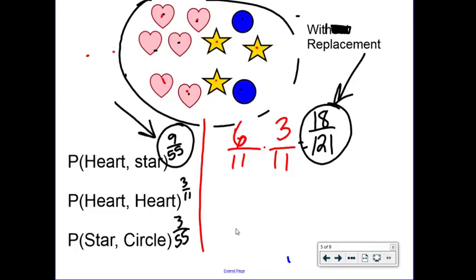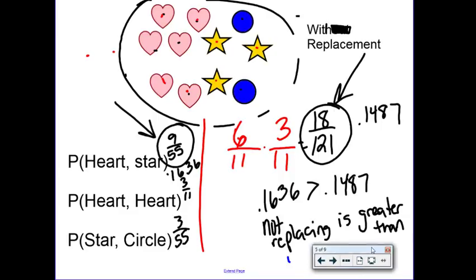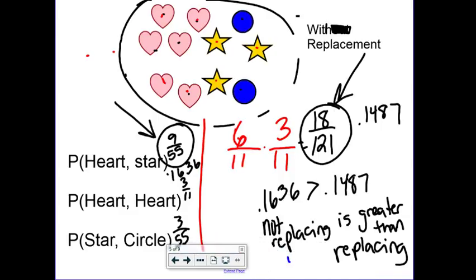But I can. 9 divided by 55 is 0.1636. 18 divided by 121 is 0.1487. Well, now I can tell you 0.1636 is greater than 0.1487. So in this instance, the best way to compare fractions to each other is to convert them both to decimals.